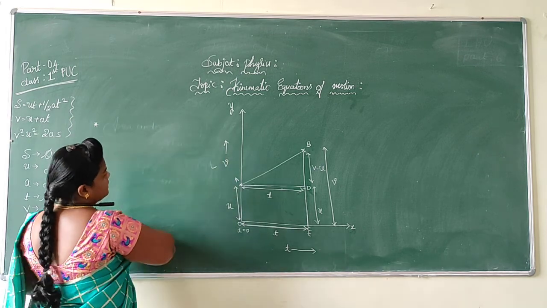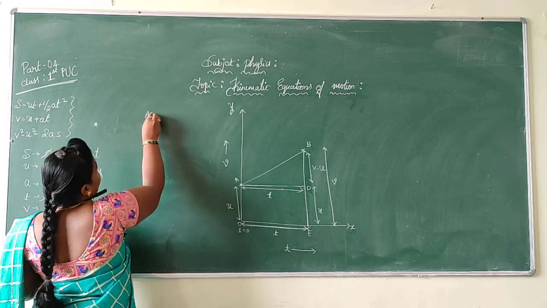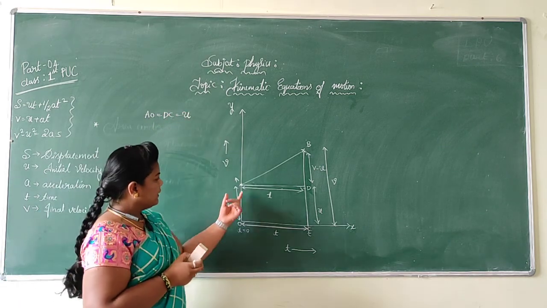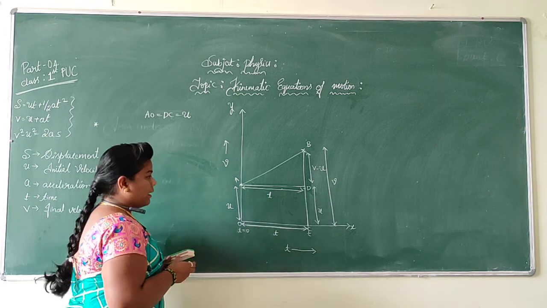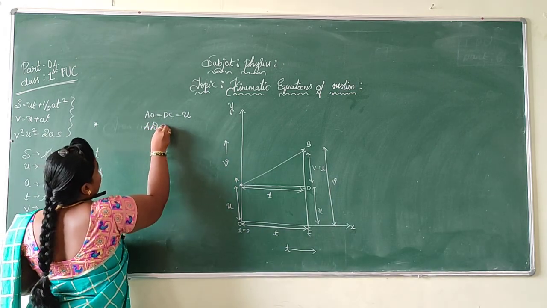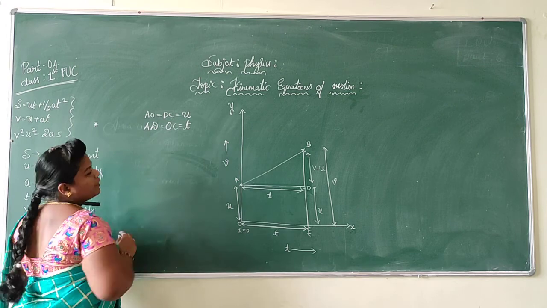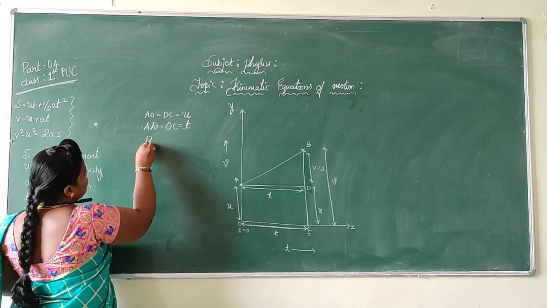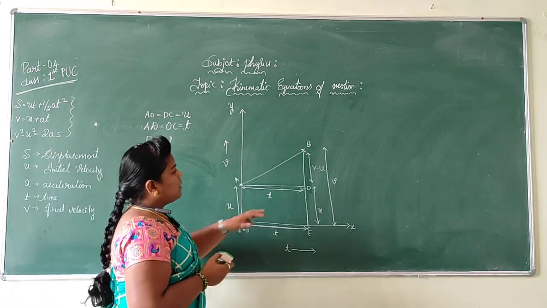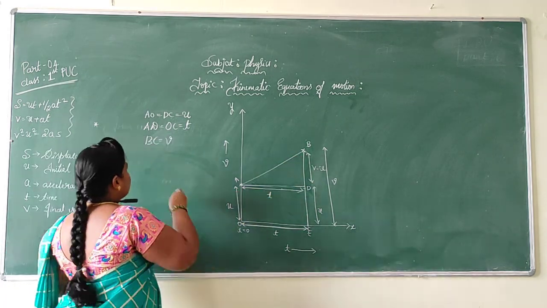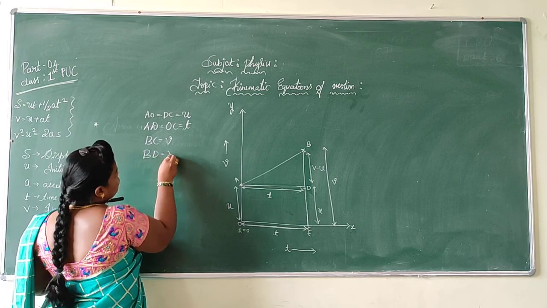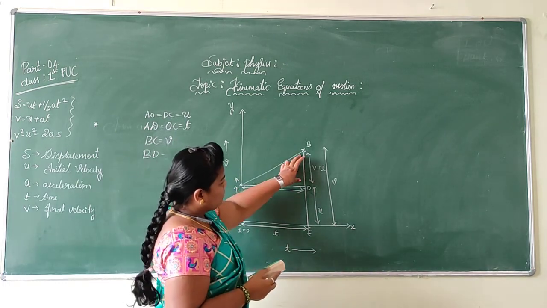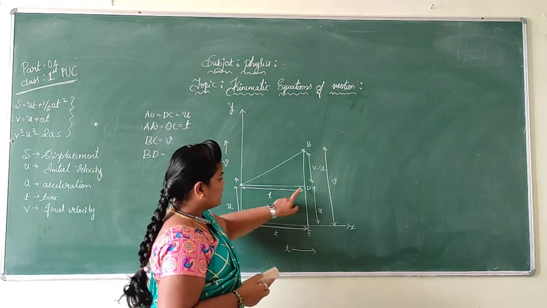So I have to write here itself, AO is equal to DC is equal to u. Similarly, AD and OC are parallel, whereas both are equal to small t. And now BC is equal to v, and the value of BD is v minus u. Otherwise, the value of BD can be written as BC minus DC.